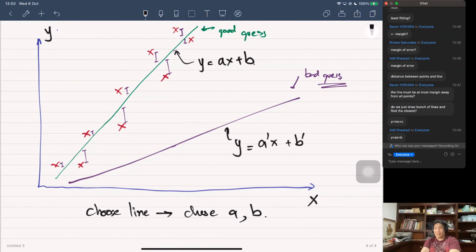So our game is to find the best A and the best B. We have a vague idea of what best means: whatever you guess has to be close to the actual data. Everyone with me so far? Any questions, before we delve into a whole bunch of math?